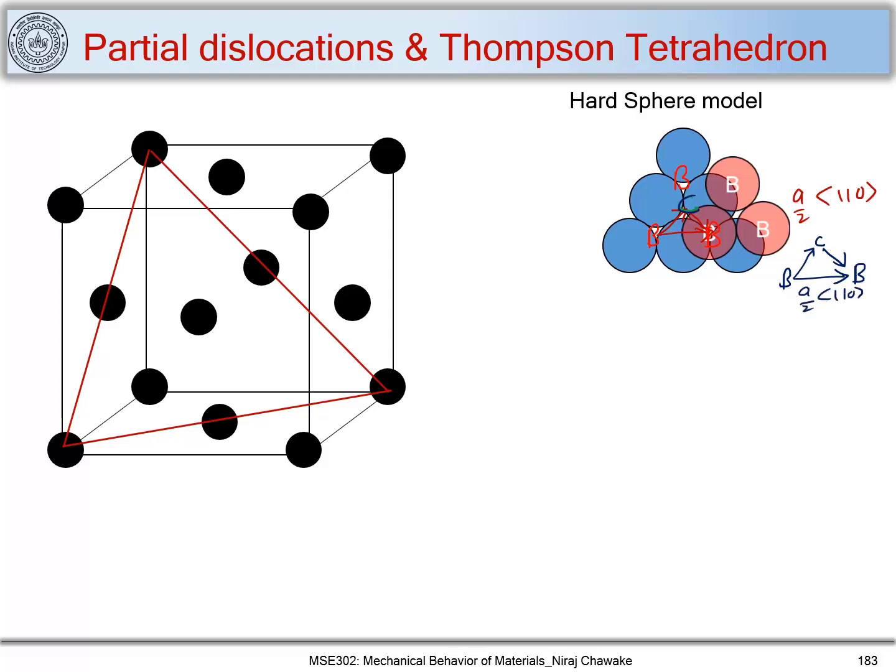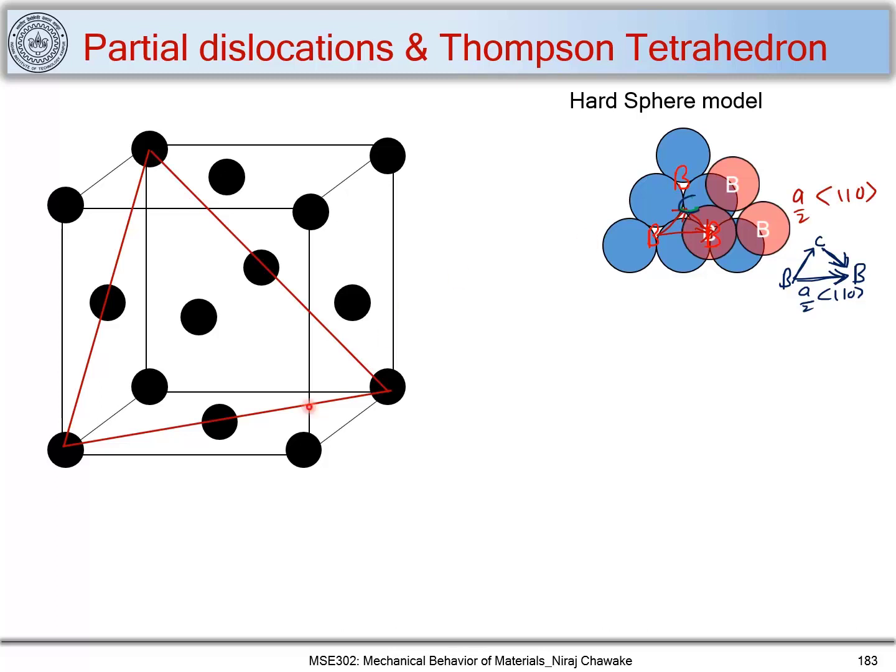And we will be looking at the splitting of this dislocation into two partial dislocations. Why? Because when atoms move from B position to B position, the crystal structure is retained, but when atoms move from B position to C position, it creates some kind of a fault. We'll be looking at it.